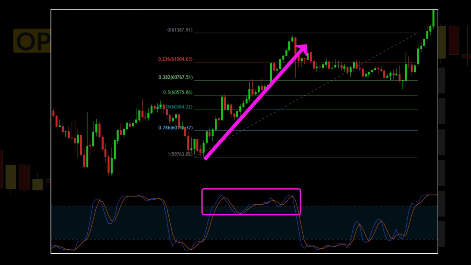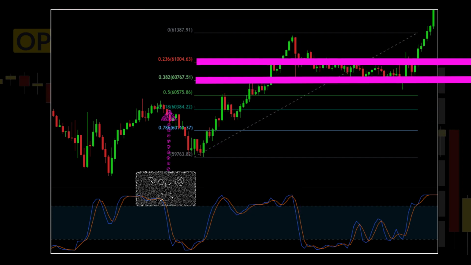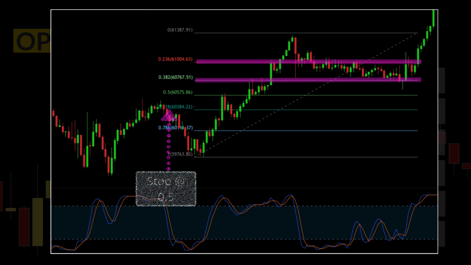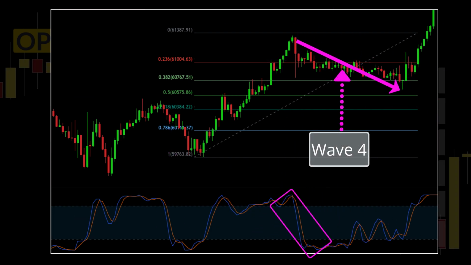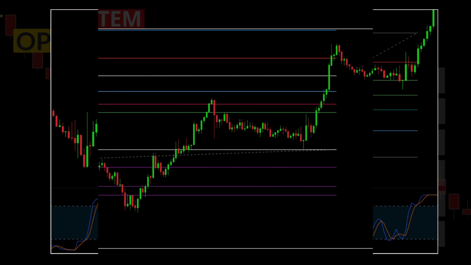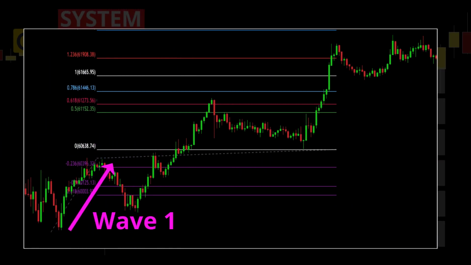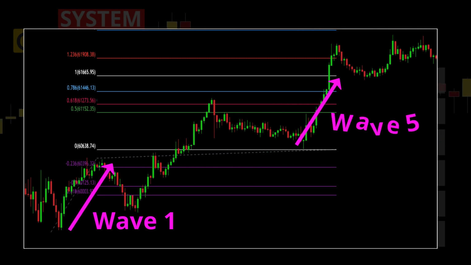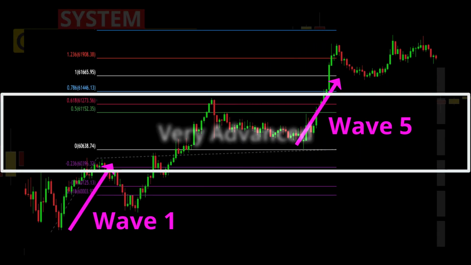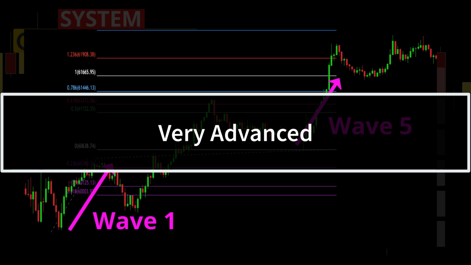So now what I would look for is a retracement into the 236 or 382 Fibonacci levels of wave 3, along with the stochastic RSI being brought down into the oversold territory very quick. And then we can project the length of wave 1 from wave 4, and we can see that the 1-to-1 target is hit. Like I said, this is very advanced, but something for discussion.